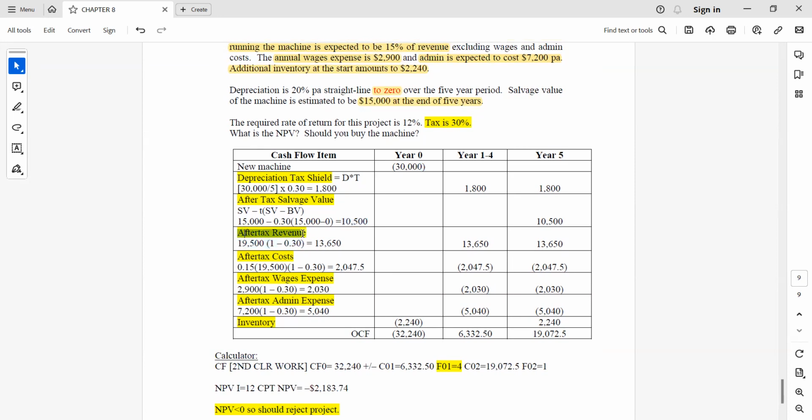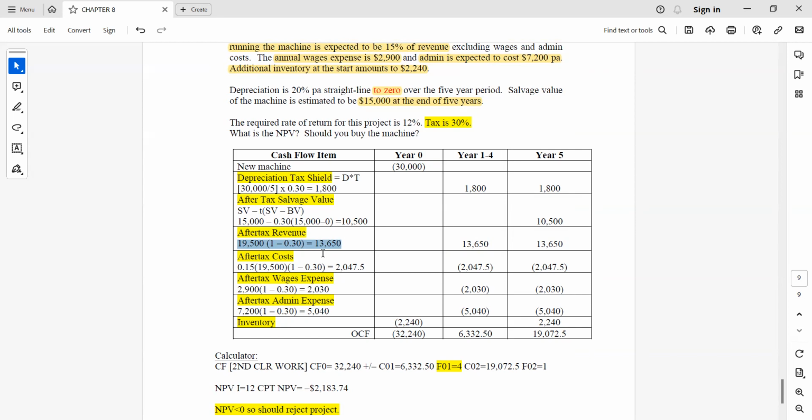Okay. Now you have after-tax revenue as well. So they give you revenue, but it's not adjusted for tax. So you need to adjust the tax by yourself. 19,500 adjusted for tax is this amount. And this is the revenue that we receive after tax every year from year 1 to year 5.